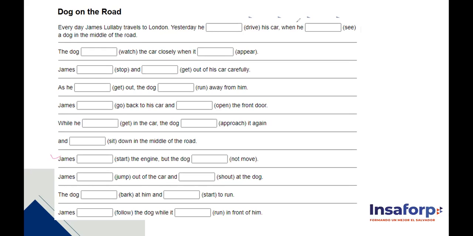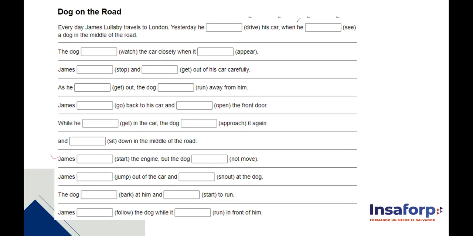James started the engine, but the dog didn't move in. The dog didn't, and then what did you say? Didn't move in. Okay, very close. The first one is okay.